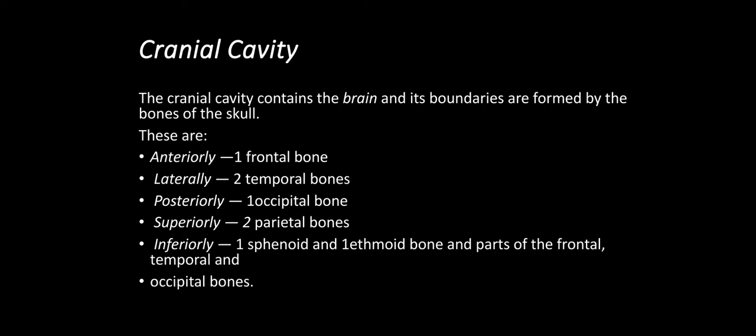So the cranial cavity contains the brain and its boundaries are formed by the bones of the skull. So I hope you watched the previous video or you have an understanding in anatomy for you to know these terms. So anteriorly, 1 frontal bone, laterally 2 temporal bones, posteriorly behind 1 occipital bone, superiorly is on top 1 parietal bone, and inferiorly 1 sphenoid and 1 ethmoid bone and parts of the frontal, temporal and occipital bones.